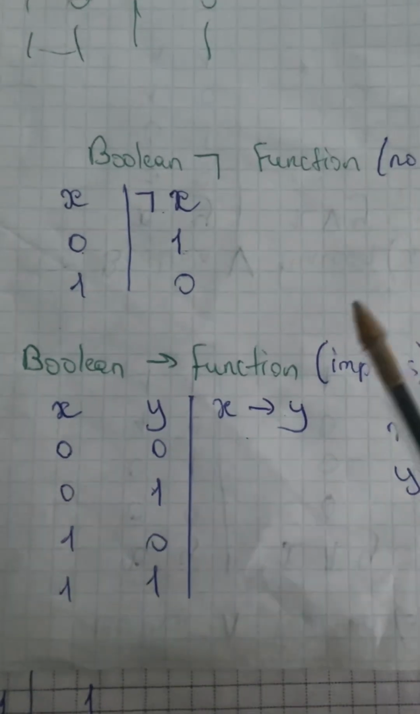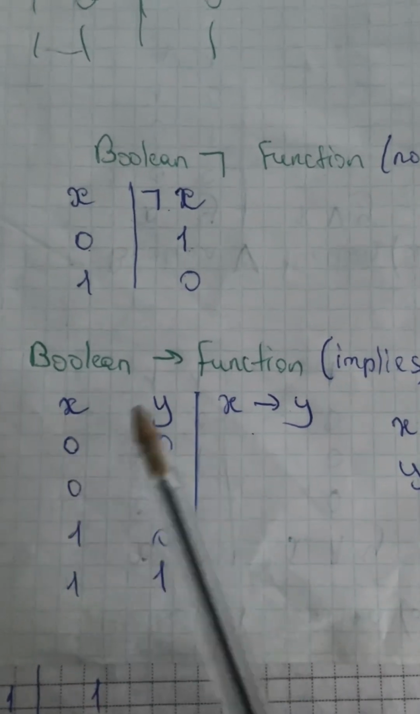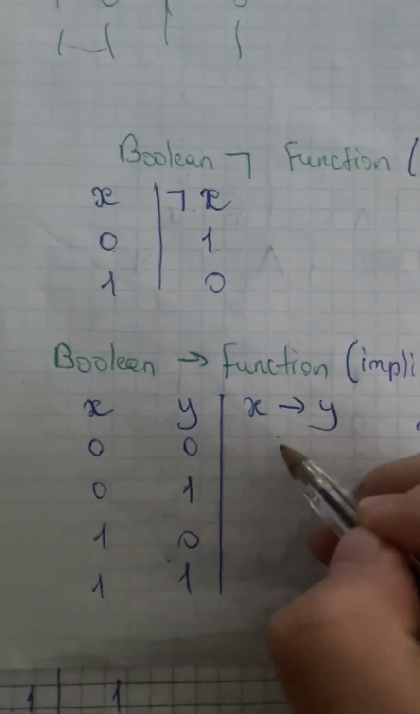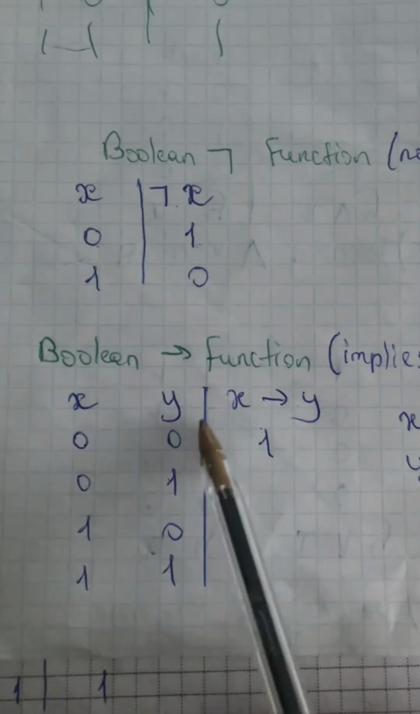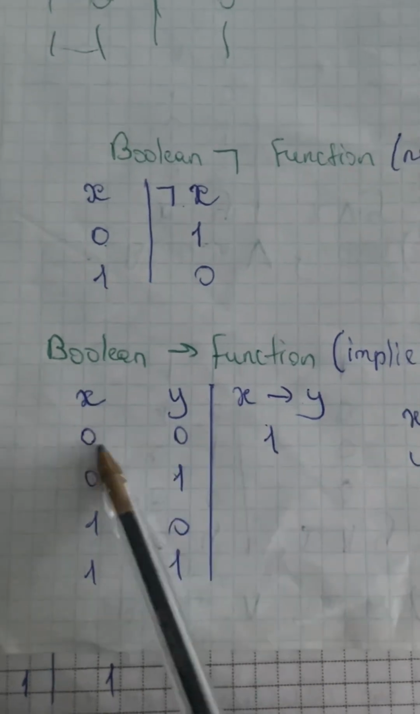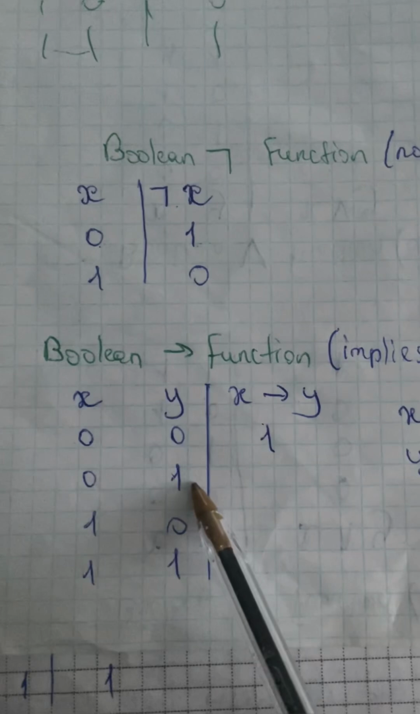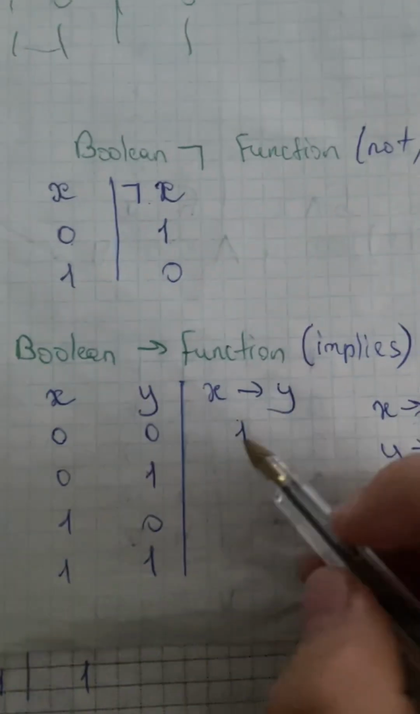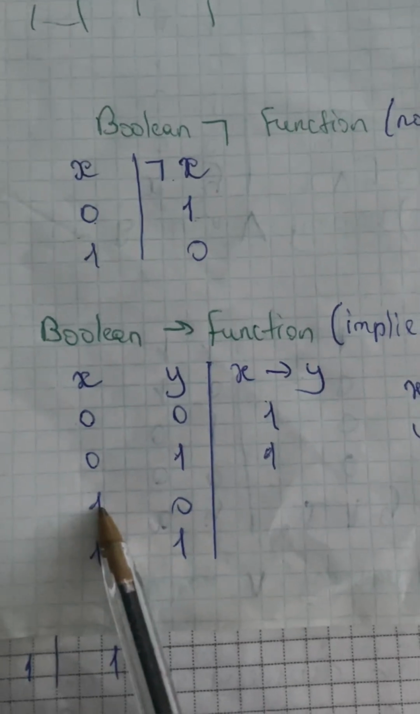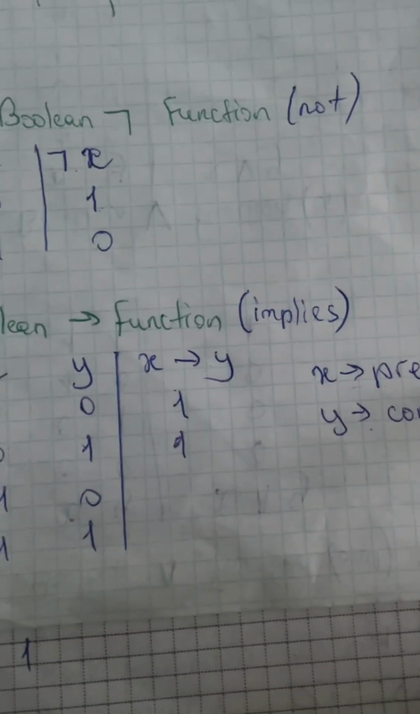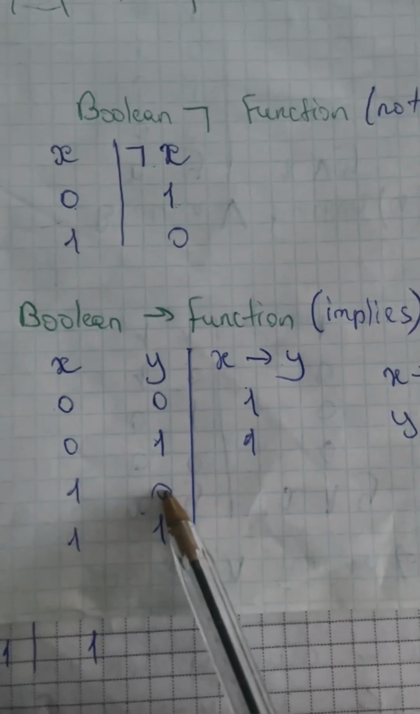Here you can see 0 0, this is 1 because x is not 1 while y is 0. Here both of them are 0. Here you can see x is 0 while y is 1. It will also be 1. Here you can see x is the precondition and this is 1 while y is 0.